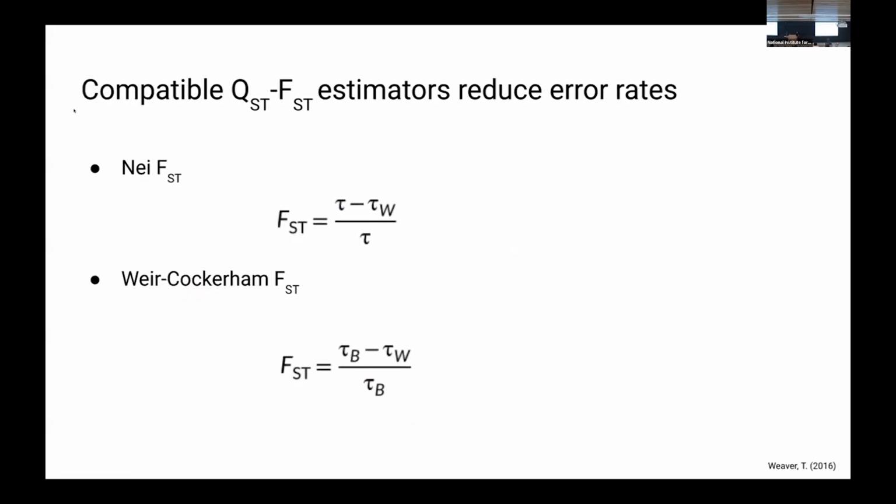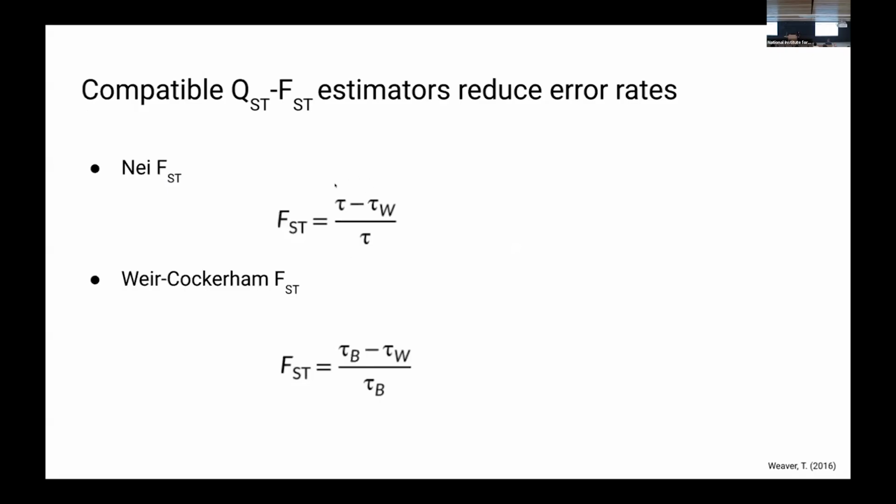And there's more to say than that, because we also found that QST and FST estimators also have to be consistent with each other under coalescent times. So here are two different kinds of FST estimators. One is from Nei and the other is from Weir and Cockerham.